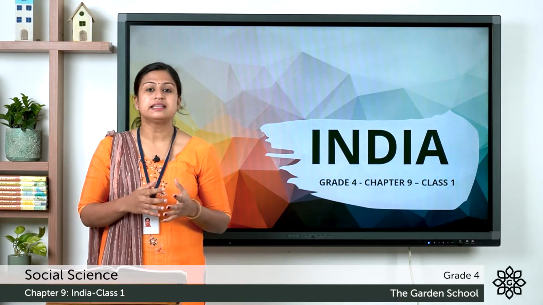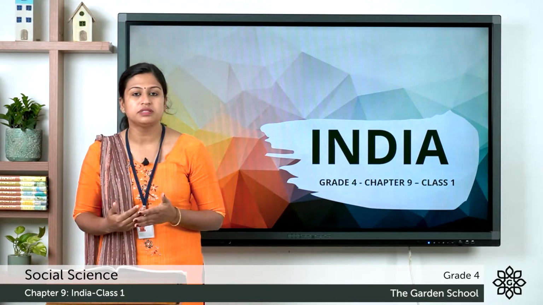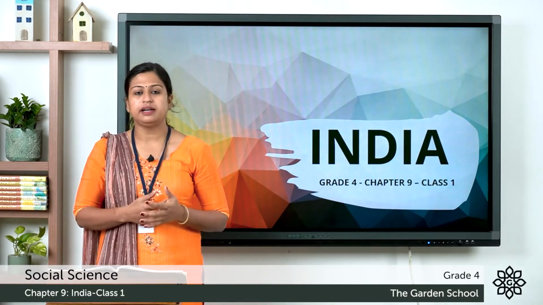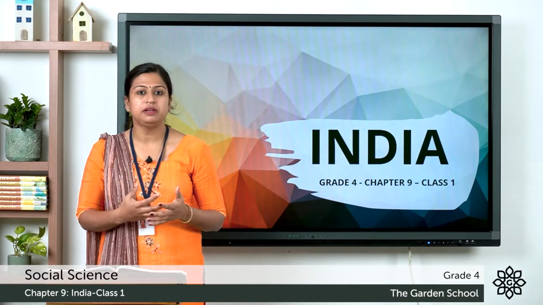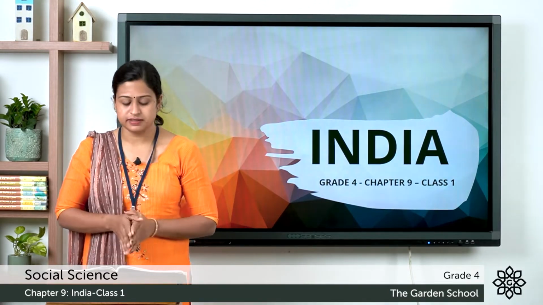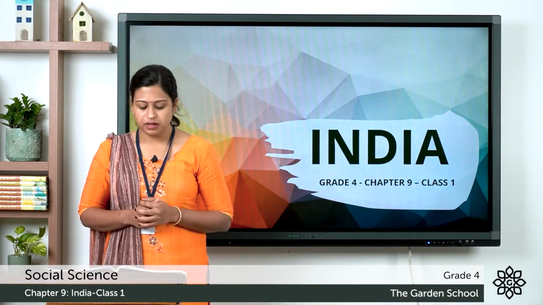So India is a land of diversities. Here you can see different landforms, different religion, different crops which are cultivated here, different people living in different states. So there are lots of differences. So in this chapter we are going to learn about India.